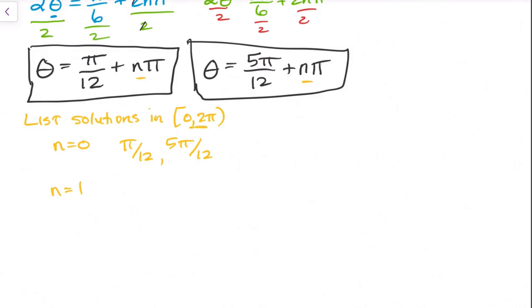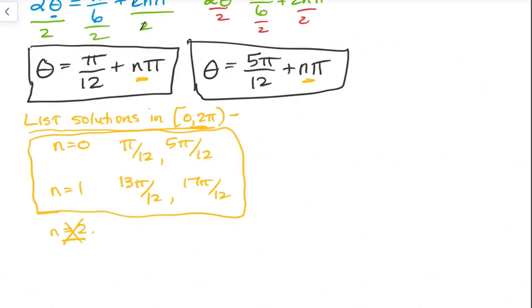And if I let n equal 1, I'm going to get 13 pi over 12. And if I add pi to this, I'm going to get 17 pi over 12. So there are 2 more solutions. Now, I wouldn't go beyond that, because if I let n equal 2, then I'm going to be adding 2 pi to both those angles, which would push me out of that interval. So if I only want the solutions in the interval from 0 to 2 pi, I just let n equal 0 and n equal 1, and there are my 4 solutions.